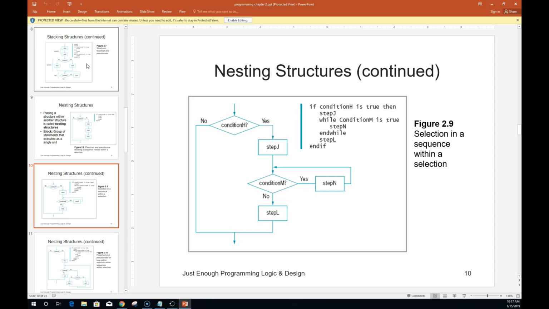So I can even nest other structures in here. Here I have a selection, or a question, nested inside of a question. This is a way we solve issues that binary doesn't necessarily answer for us. All I can do is ask a yes or no question, but I can ask a series of yes or no questions to get to my end result.